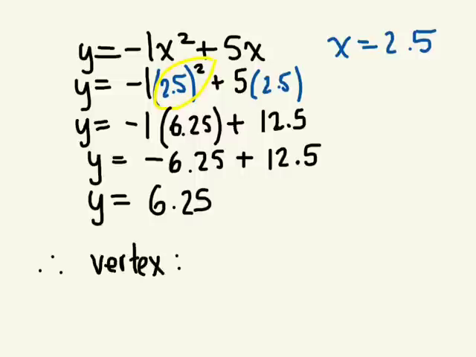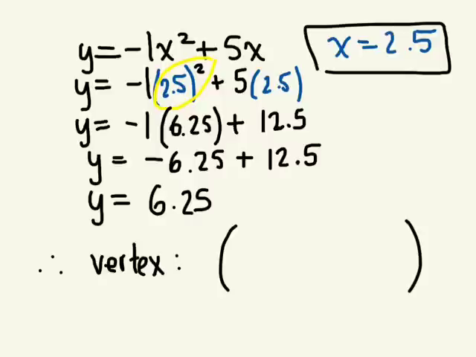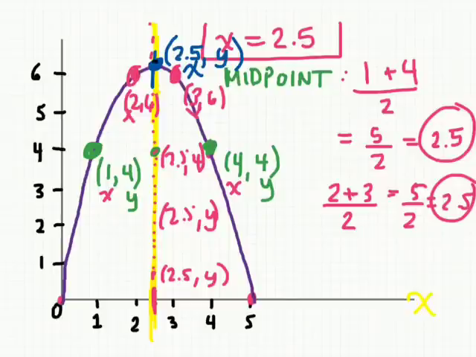Therefore, I know that the vertex will be located at, what's the coordinate of the vertex? What was the x value of the vertex? Let's check our graph to see if that looks reasonable. Yes, it looks like it's approximately at 6.25. 2.5, 6.25. It's accurate. It's reasonable. Okay, now we found the vertex.